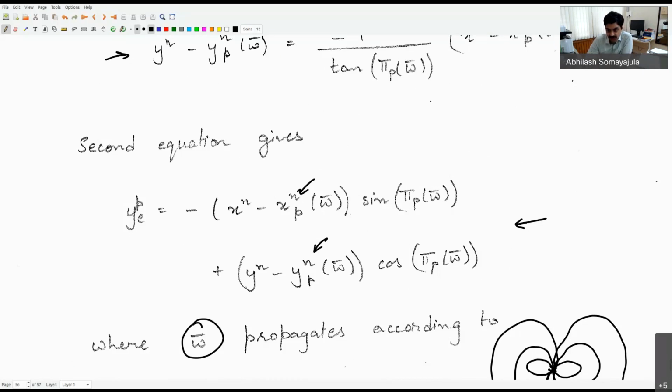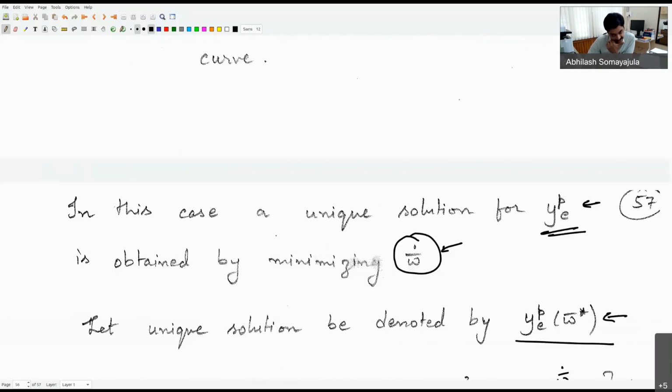Everybody with me so far? Yes, sir. Shadab, yes? Yes, sir.